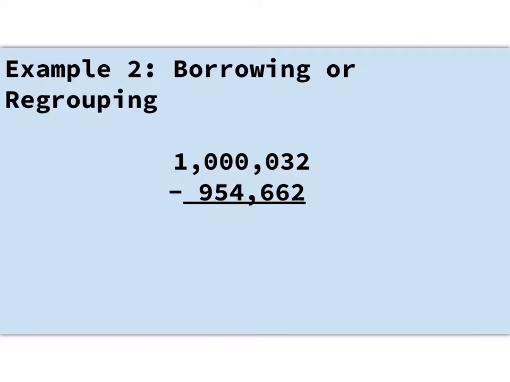Example 2. Now this is where a lot of people get tripped up. So I'm going to show you how this one works. 2 minus 2 is 0. 3 subtract 6, can't do. So what are we going to have to do? We're going to have to borrow. There's nothing here, so we just have to keep going left until we find a number. Nothing here, nothing here, nothing here, nothing here.